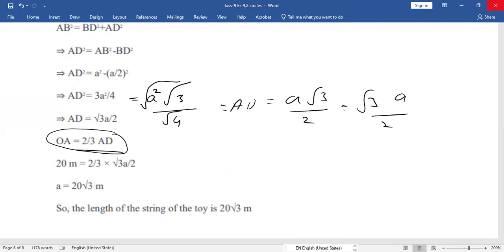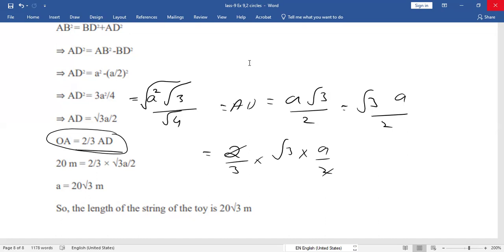Now, 2 by 3 into root 3 into A by 2. The 2s cancel, and we are left with root 3 by 3, that is A by root 3, from the 2 by 3 of AD.